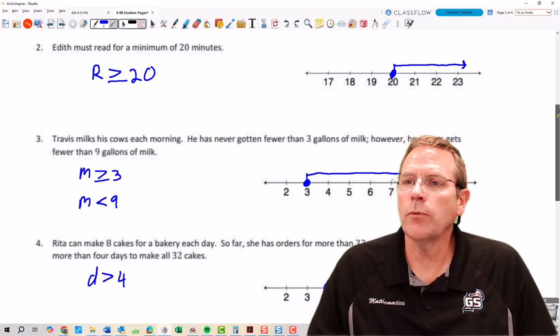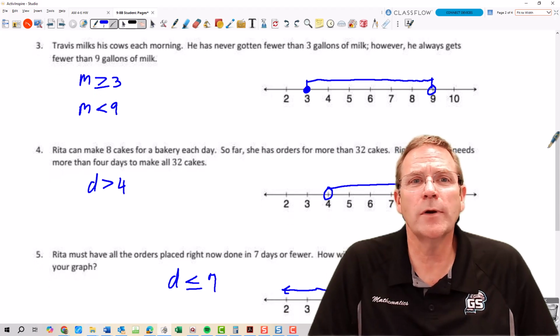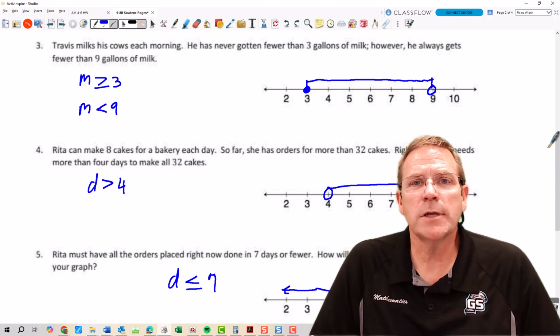Now the next one is pretty cool because it requires 2 different inequalities. Travis milks his cows in the morning.